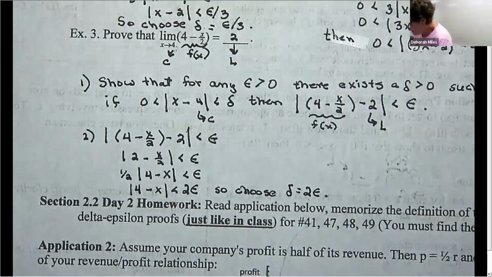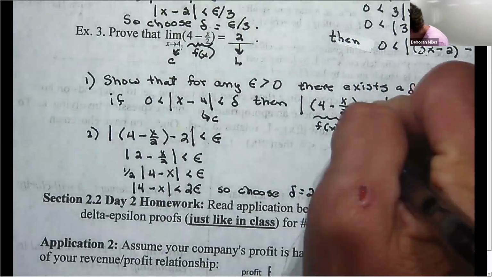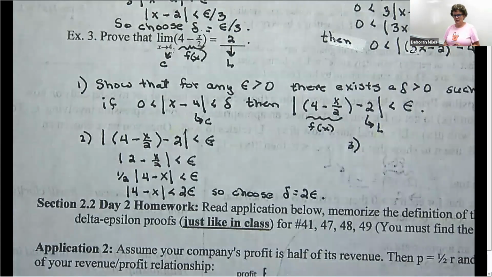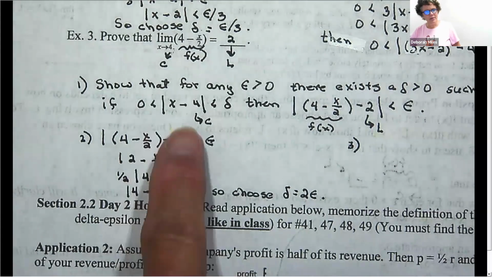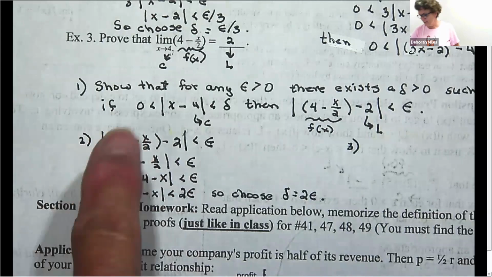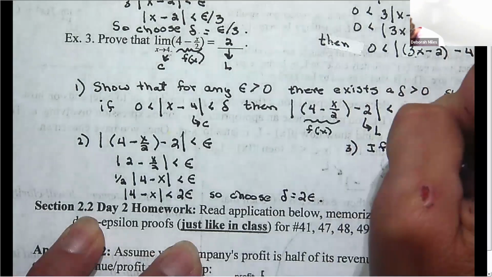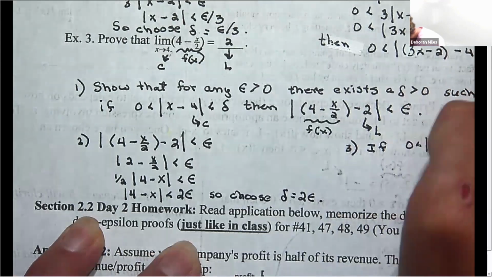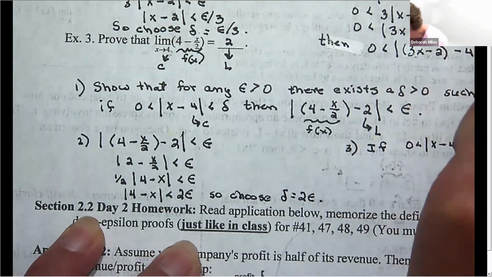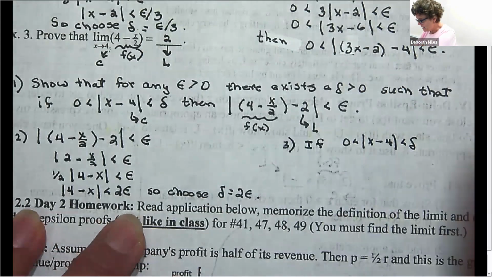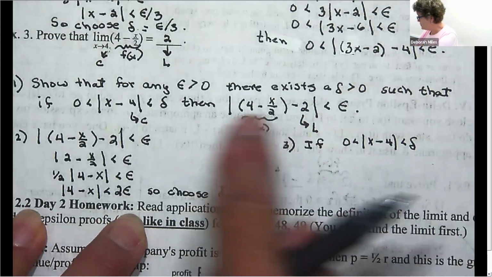And step 3, what do you start with? You start with your hypothesis, because now you're actually doing the proof. You say if 0 is less than absolute value of x minus 4 is less than delta. If that is true, then I'm hoping I can prove that this is true.